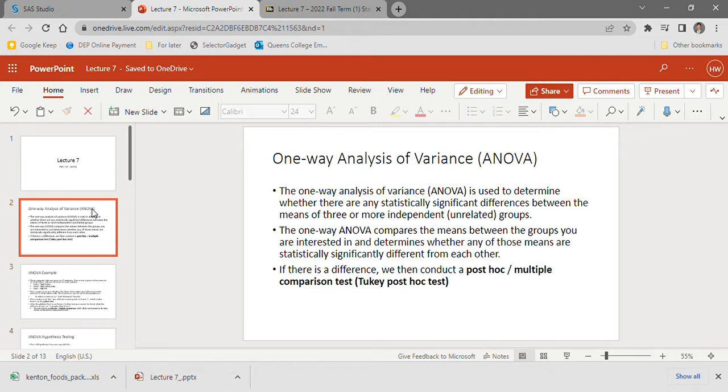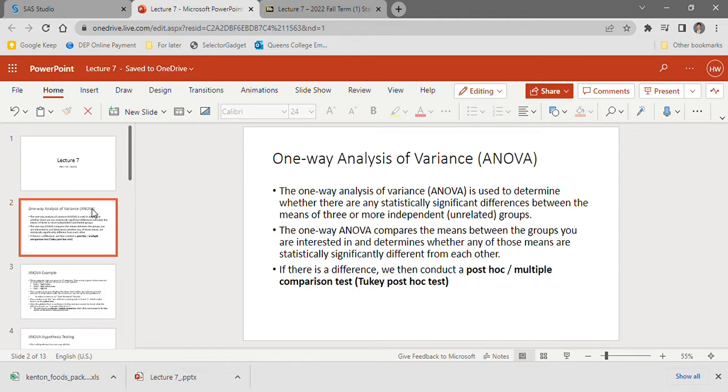Let's take a minute here and review. We have multiple groups: Group A, Group B, Group C. What ANOVA is going to tell you is: is A different from B? Is A different from C? Is B different from C? All of the permutations right here. Is there any difference between the groups at all?